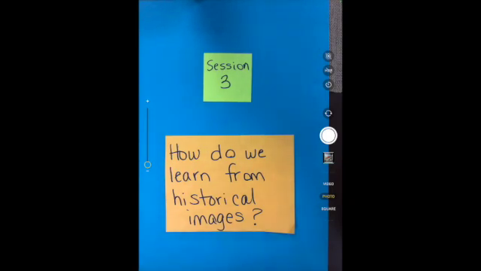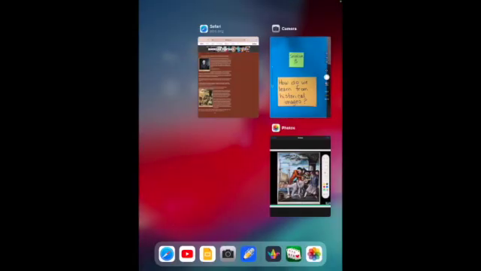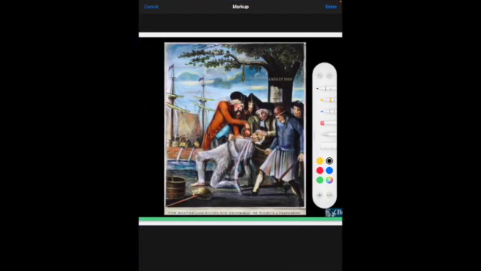Today what we'd like to do is take a look at an image. So we're going to be asking ourselves, how do we learn from historical images? There weren't cameras, for example, back in American Revolution time, but there were paintings. Let's take a look at a portrait from the American Revolutionary time, and we're going to do two looks at it. We're going to take a look at it without any real background knowledge and just take in what we notice.